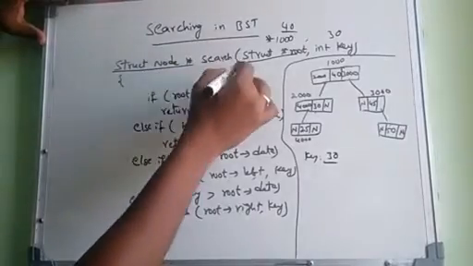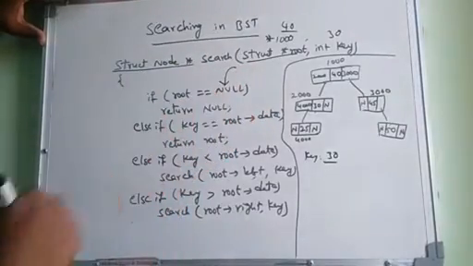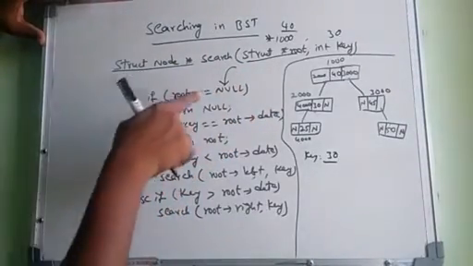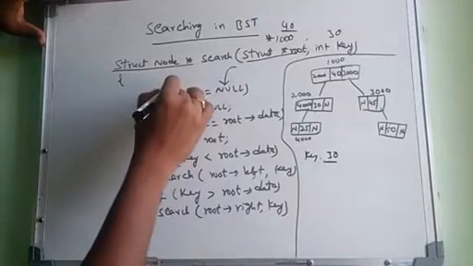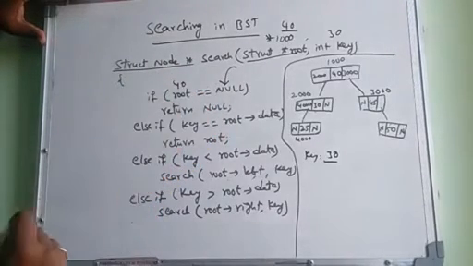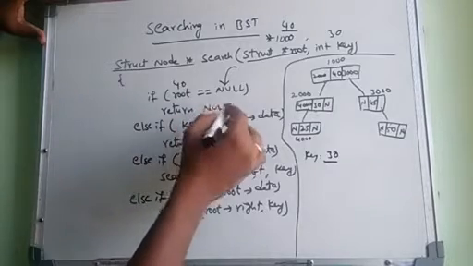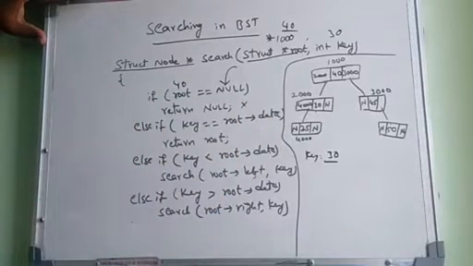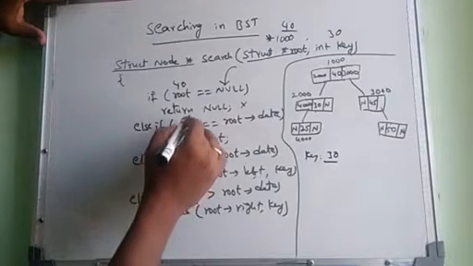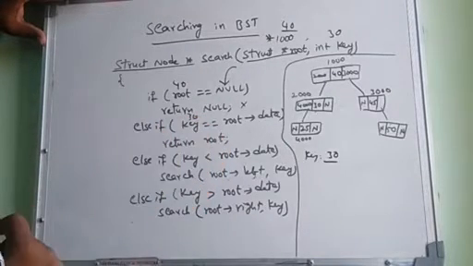Then we enter the function. If root equal to null: what is the root now? 40. Is 40 equal to null? The condition is false. If the condition is false, this does not execute and we go to the else if statement. What is the key value now? The key value is 30.